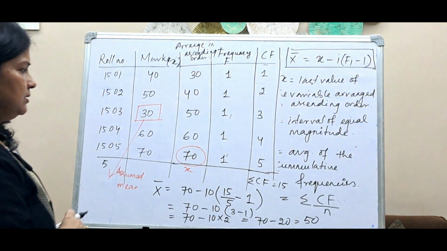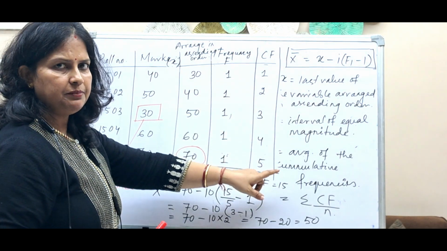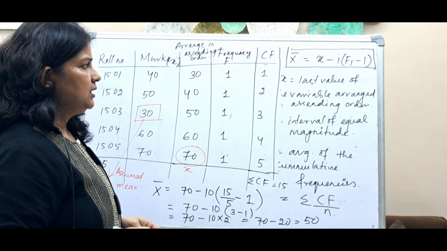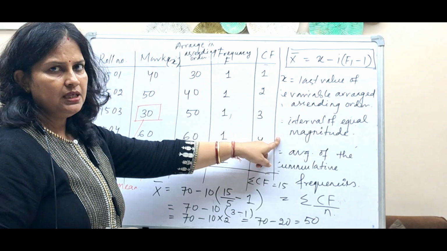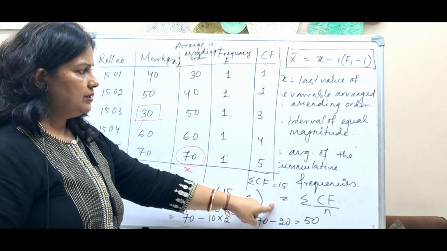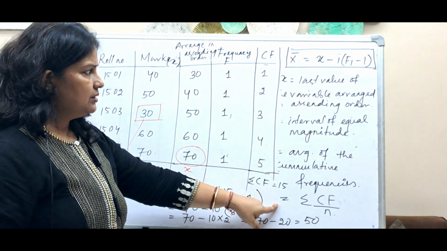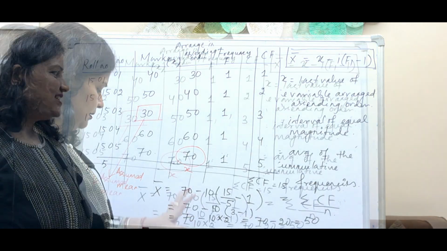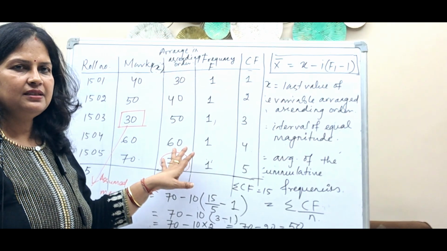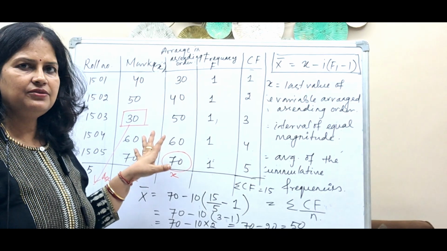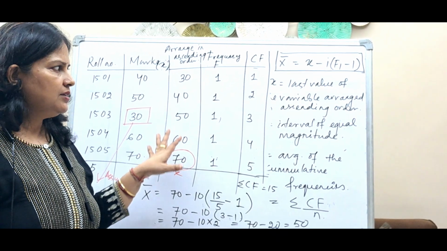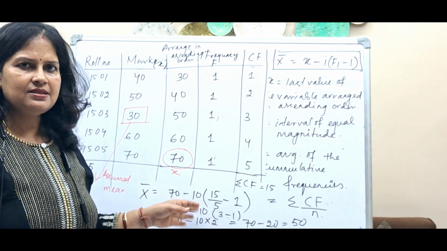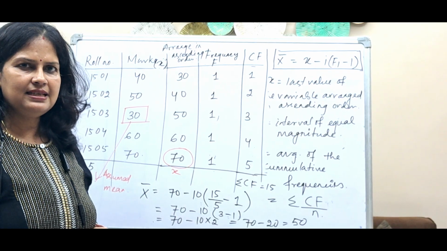In all the methods we have applied, the direct method, the shortcut method, the step deviation method, and the shortest method, we got the same value, mean equal to 50. So in this class we discussed the mean. We took an individual series and discussed how to calculate the mean, applying all four methods. In the next class we will discuss the discrete series.